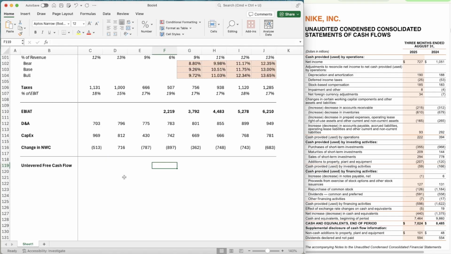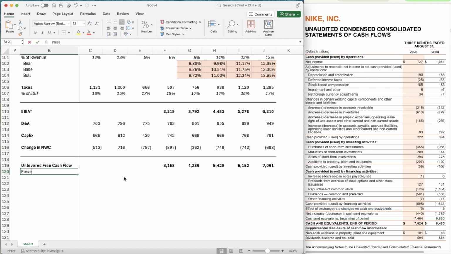And all that is you take your EBIAT, you add back in depreciation and amortization because it's a non-cash expense. Then you subtract your CapEx and you subtract your change in net working capital. And because this is negative, two negatives make a positive, and there we have it. Then just copy that along. And these are our cash flows that we're projecting for the next 5 years.